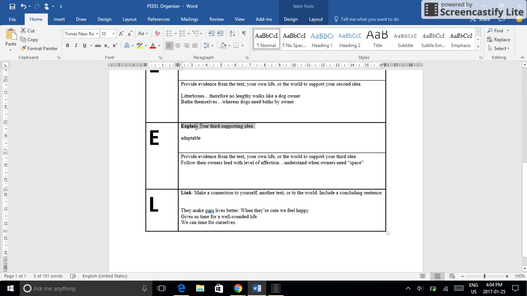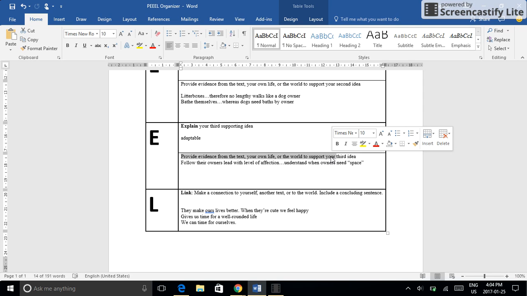And my third reason is that they are adaptable. Now, to give it evidence from life, I'm going to cite a study that I read that says that cats are notorious for following their owner's lead with the level of affection. Meaning, if you're a cat owner that likes to have lots of cuddles every day, your cat will recognize this and reciprocate that kind of love.